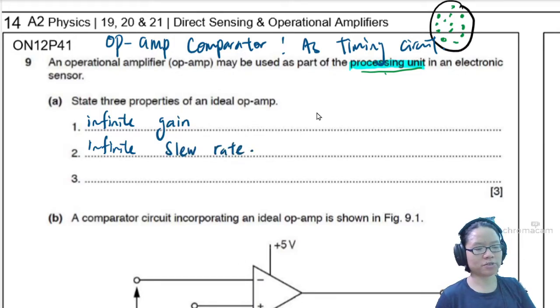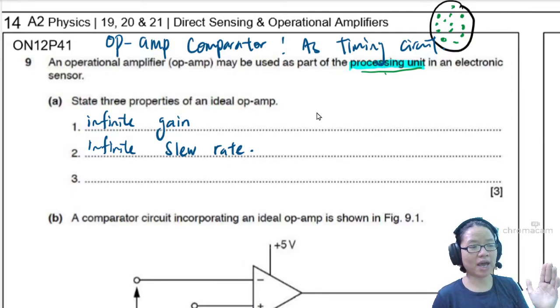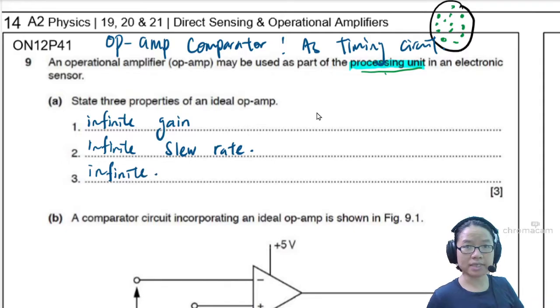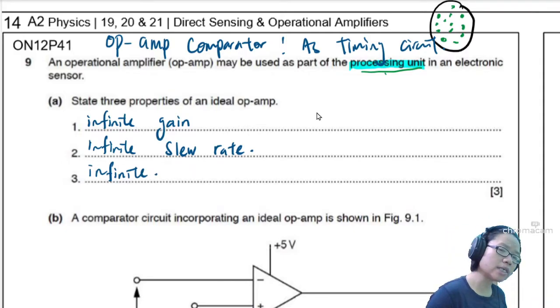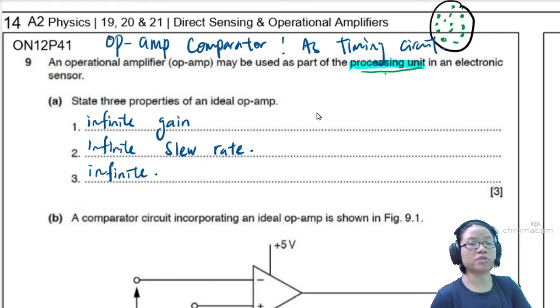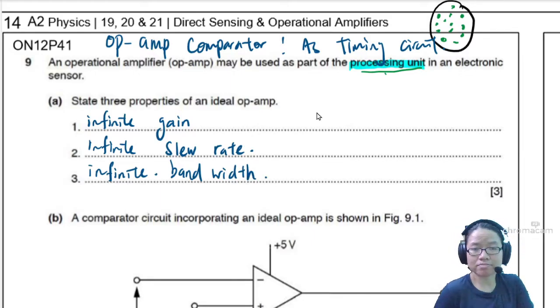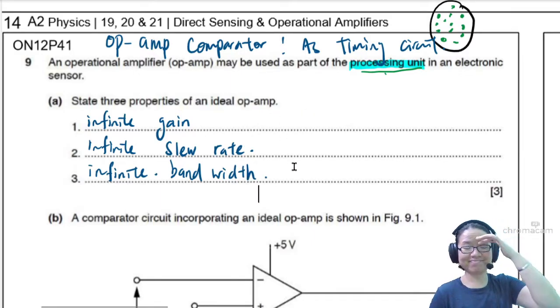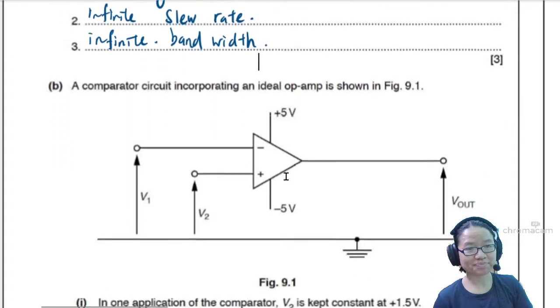And then what else? Whatever the signal frequency is, the gain will be the same, whether the frequency is 1 hertz or 1000 hertz. So this will be infinite bandwidth. I know there are other things you can write regarding the impedances, but I just feel like writing these three.